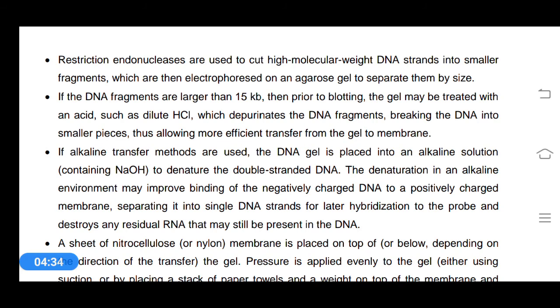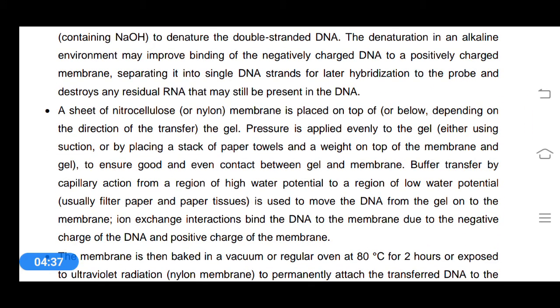Then we take a sheet of nitrocellulose membrane and place it on top of the gel, and we apply some pressure onto the gel. By adding that pressure, good and easy contact between the gel and the membrane is produced, and the buffer transfers by capillary action, from a region of high water potential to a region of low water potential, and is used to move the DNA from the gel onto the membrane.